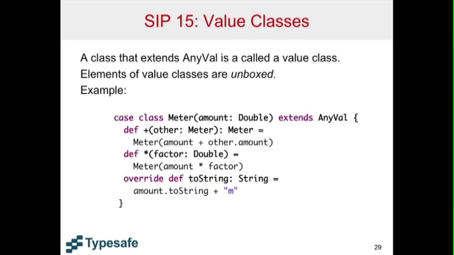And you have also a multiplication, which takes a factor, which now is a double, a scale factor, and that gives you a new meter, which is amount times factor. And finally, you have a toString method that essentially returns you the amount, but with an m at the end. So it prints like 3m for 3 meters. OK, so what that gets translated to, just by virtue of being an extension of AnyVal, is this one here.